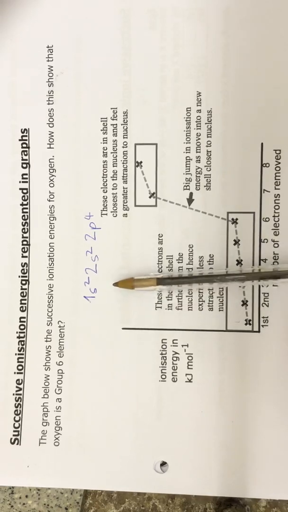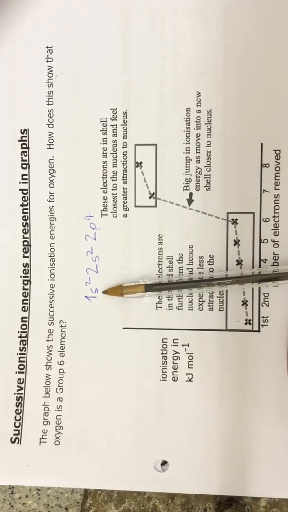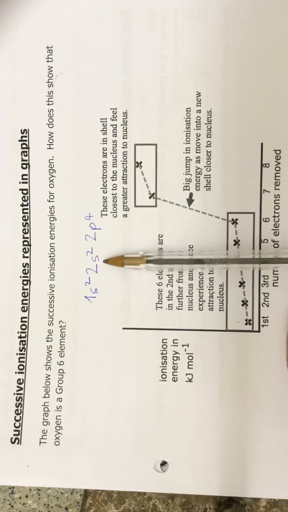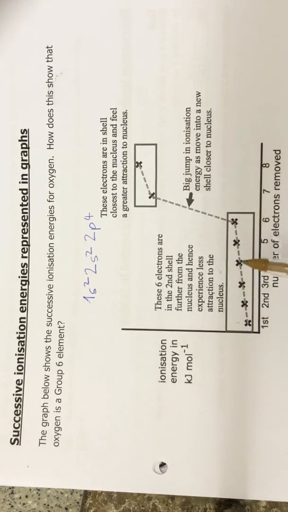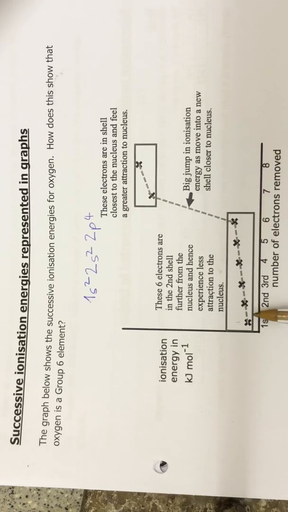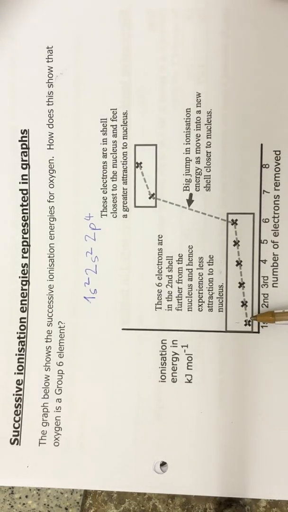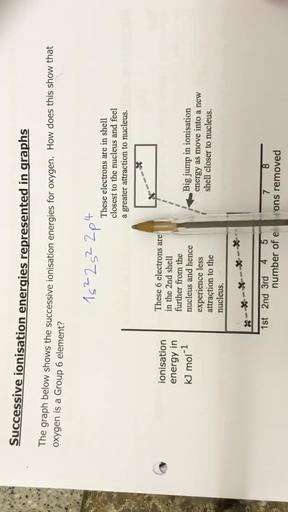Okay, so here I've got the electron configuration for oxygen, 1s2, 2s2, 2p4. And we've got our data plotted here. It's more of an idealized plot than physical data, but the trend looks reasonable. So remember, when we're taking out electrons from an atom, we start off with the highest energy electron first.